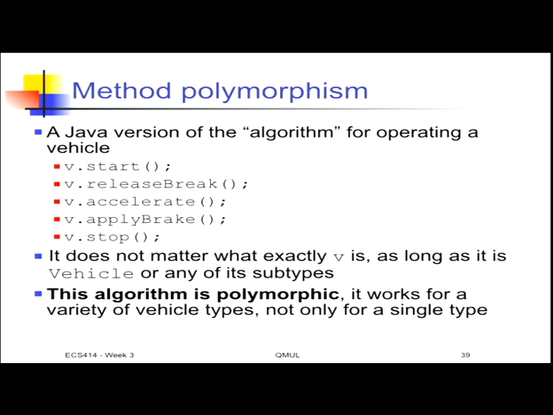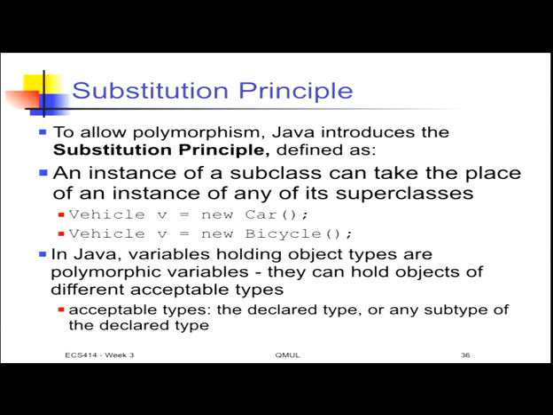So now let's see how we can do polymorphism in Java. Suppose that we have v that we declared before. If you remember v, it was something like this. v has type vehicle. So v in both cases here has type vehicle.